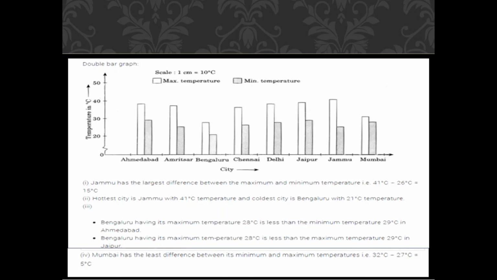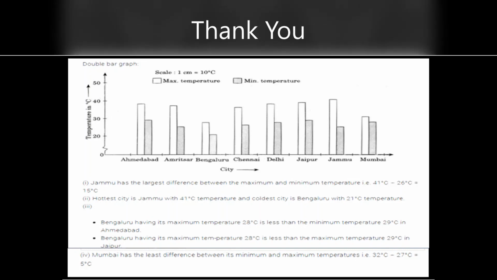Bangalore has the maximum temperature 28 degrees Celsius, less than the minimum temperature, that is 29 in Ahmedabad, and Bangalore has the maximum temperature 28 degrees Celsius, less than the maximum temperature 29 in Jaipur. And the last question answer is Mumbai has the least difference between its minimum and the maximum temperature, that is 32 degrees Celsius minus 27 degrees Celsius, which is equal to 5 degrees.